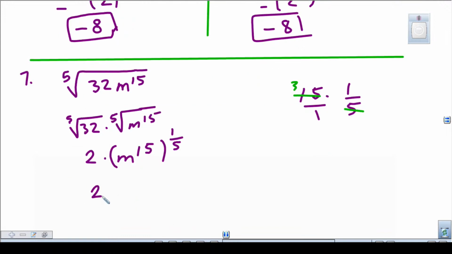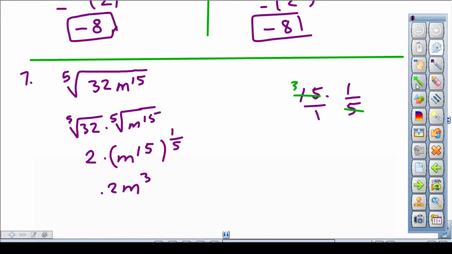2 is going to stay the same. This m is going to be m to the 3rd power. So just 2m to the 3rd power is going to be the result of this simplification here. If you simplify that, that's what you're going to end up with. Right, champions?